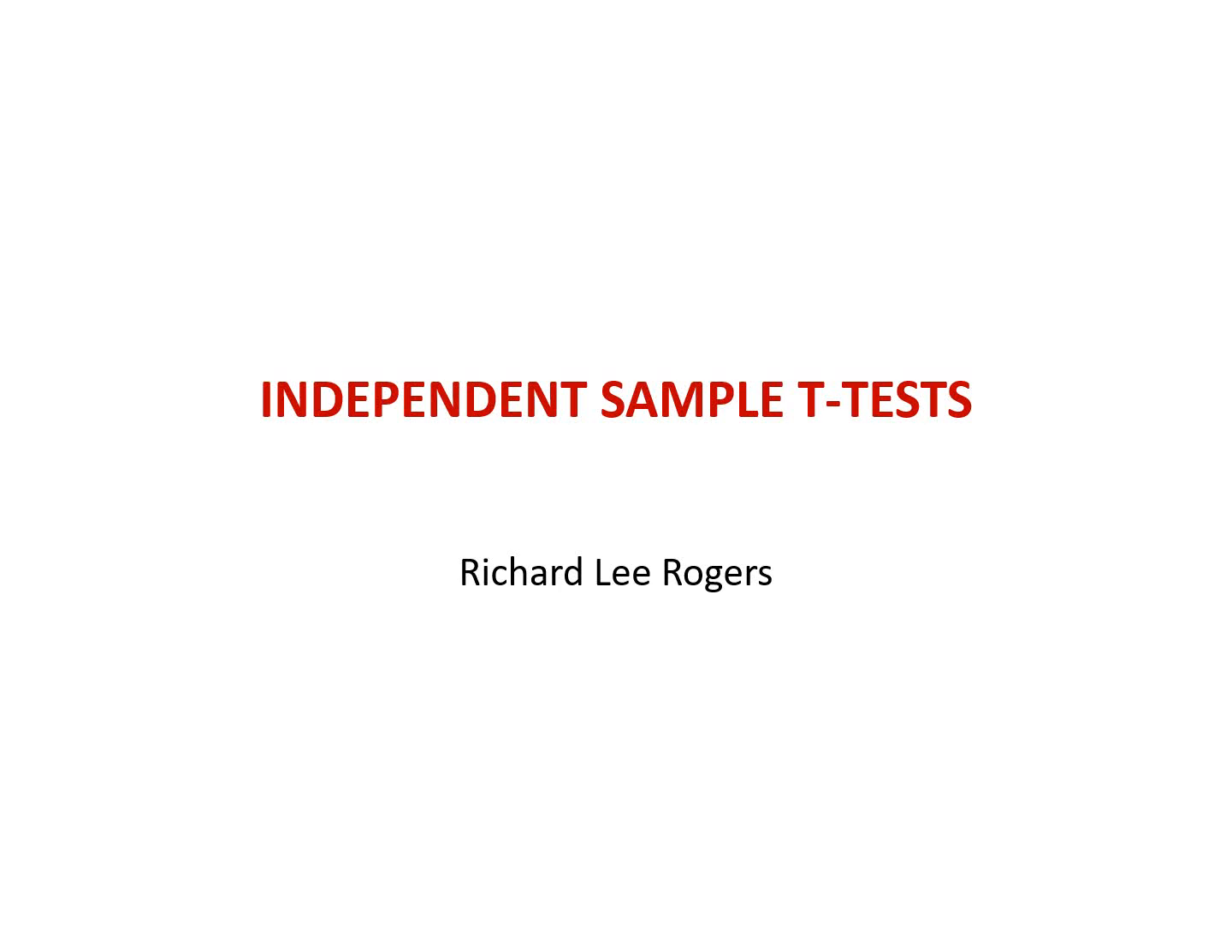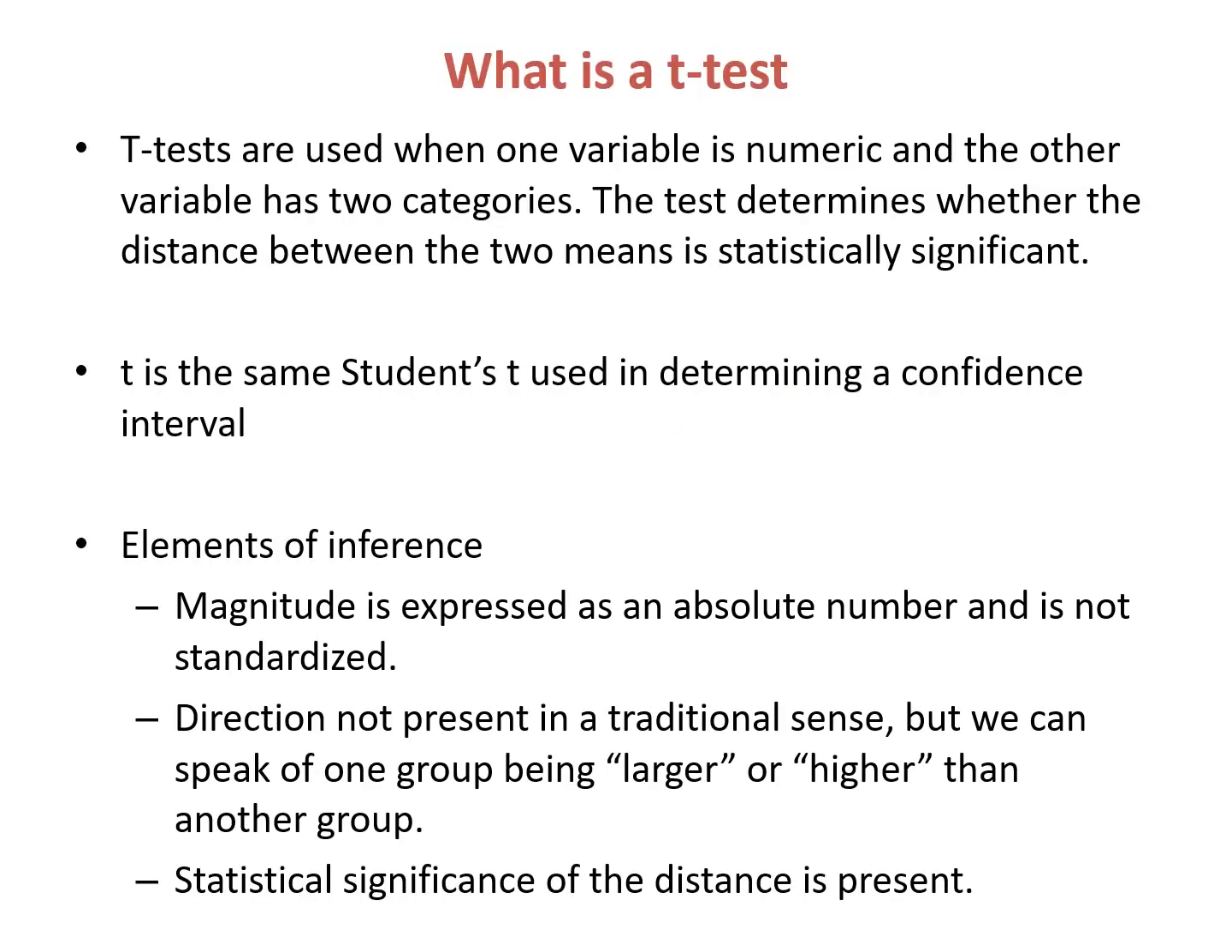This is Professor Rogers. In this presentation, we look at t-tests. T-tests are used when one variable is numeric and the other one is a categorical variable with two categories. T is the same Student's t used in determining a confidence interval.